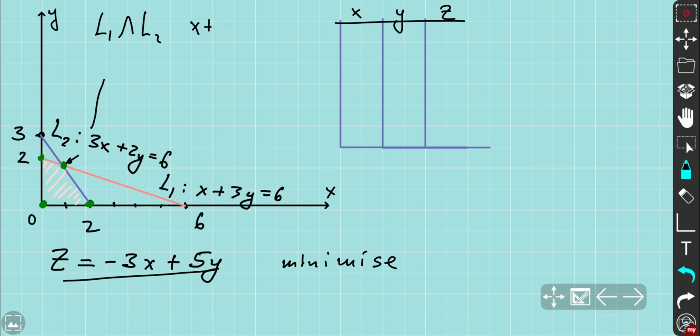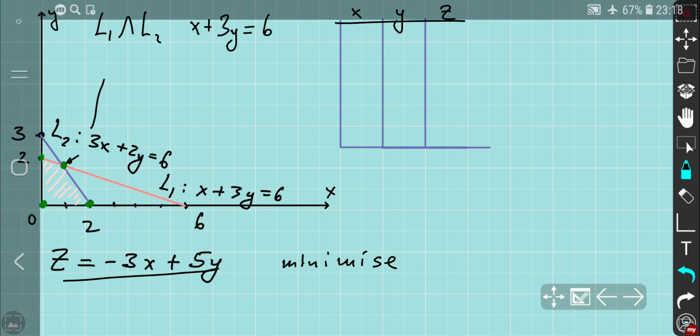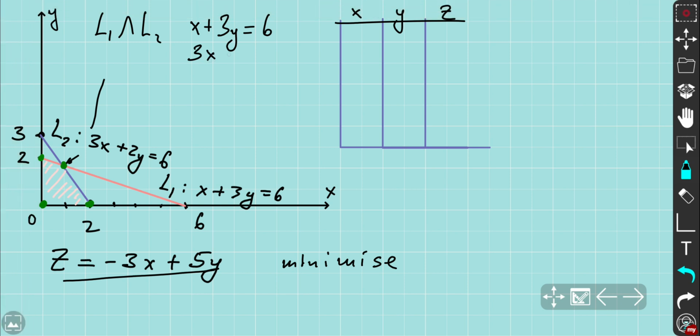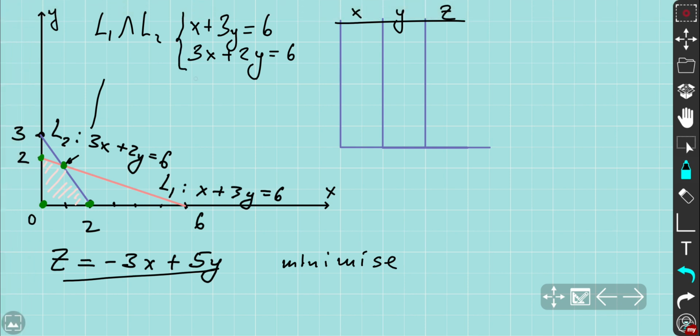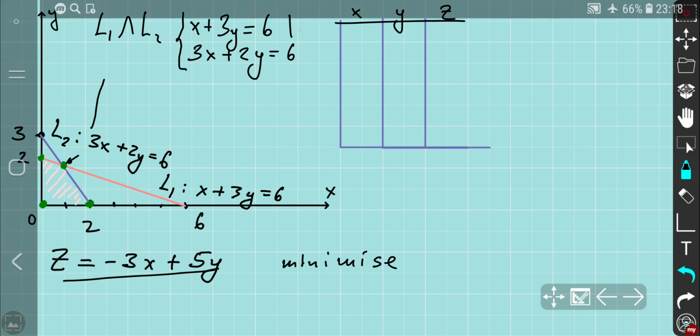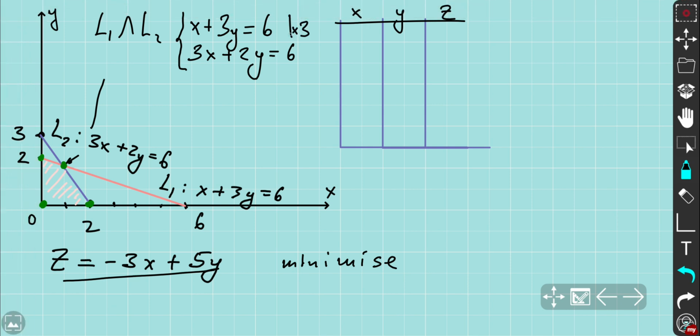So x plus 3y equals 6, and also 3x plus 2y equals 6. So we need to solve this simultaneously. It means that there is a way we can multiply by 3. We can use the substitution method, where you express, let's say, x through y and plug into the next equation. But hopefully I can do it by elimination.